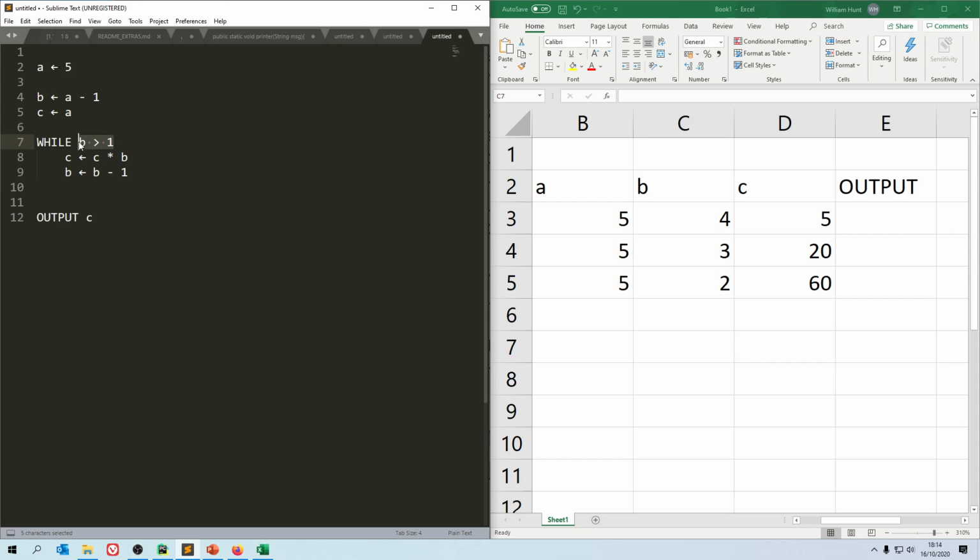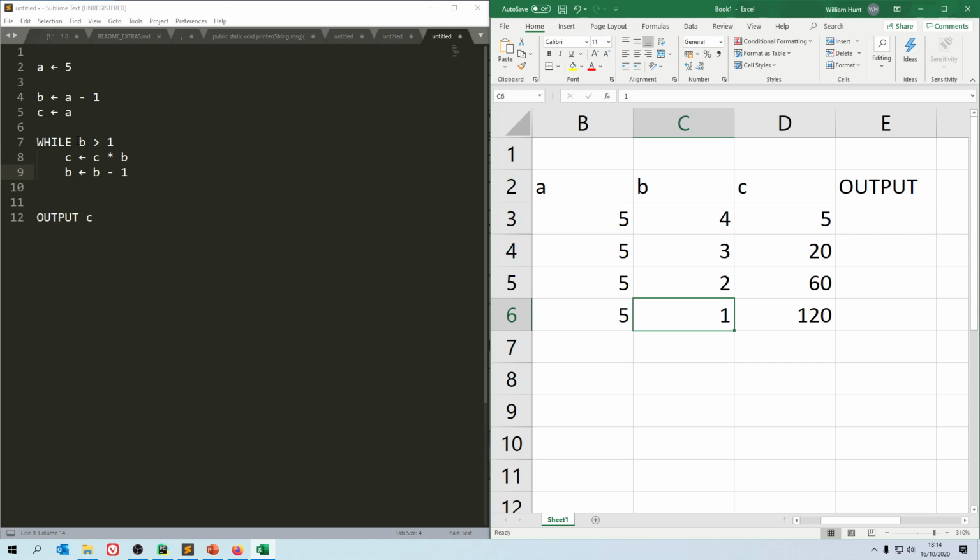And then we go up again. We say, is B greater than 1? 2 is still greater than 1. So yes, C equals C times B. C times B is 120. B equals B minus 1. It's 1, and A is still unchanged.